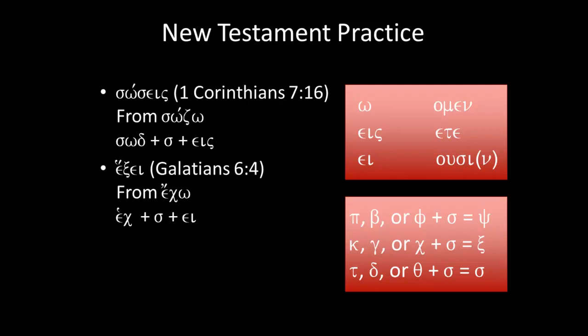So we have future. It's from echo, I have. So future, and then the ending, the number one endings: o, eis, ei, omen, ete, ousi. That's a third singular ending. He, she, or it will have.